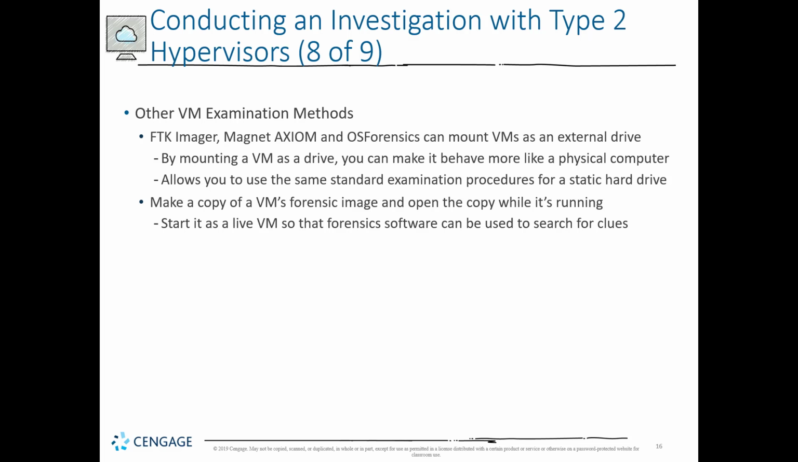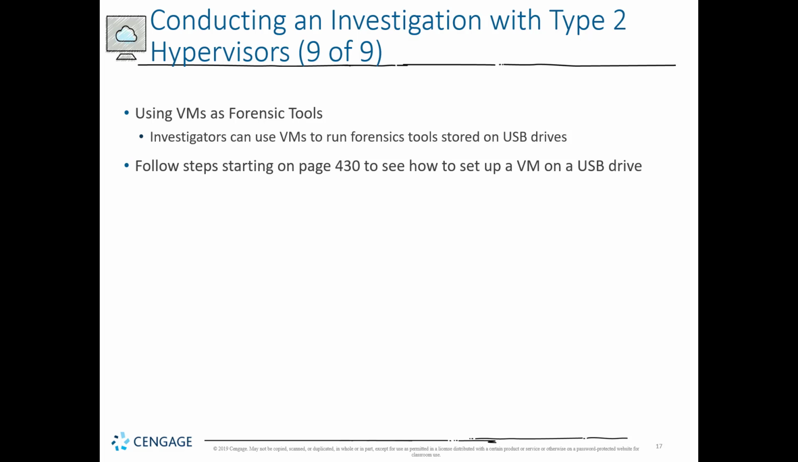Other VM examination methods might be looking at tools like FTK Imager, Magnet, or OS Forensics, and you can mount the VMs as external drives. You treat them like a regular physical machine, and you can do your analysis and your image creation that way. You always want to make a copy of the VM forensics image first before you start opening and messing around with it. You want to make sure you're capturing everything possible, and you want to document every step along the way. The nice thing is a forensics investigator can use VMs as forensics tools. Investigators can use VMs to run the tools stored on a flash drive, for example. You can follow the steps in the book on how to prep a VM to run on a flash drive.